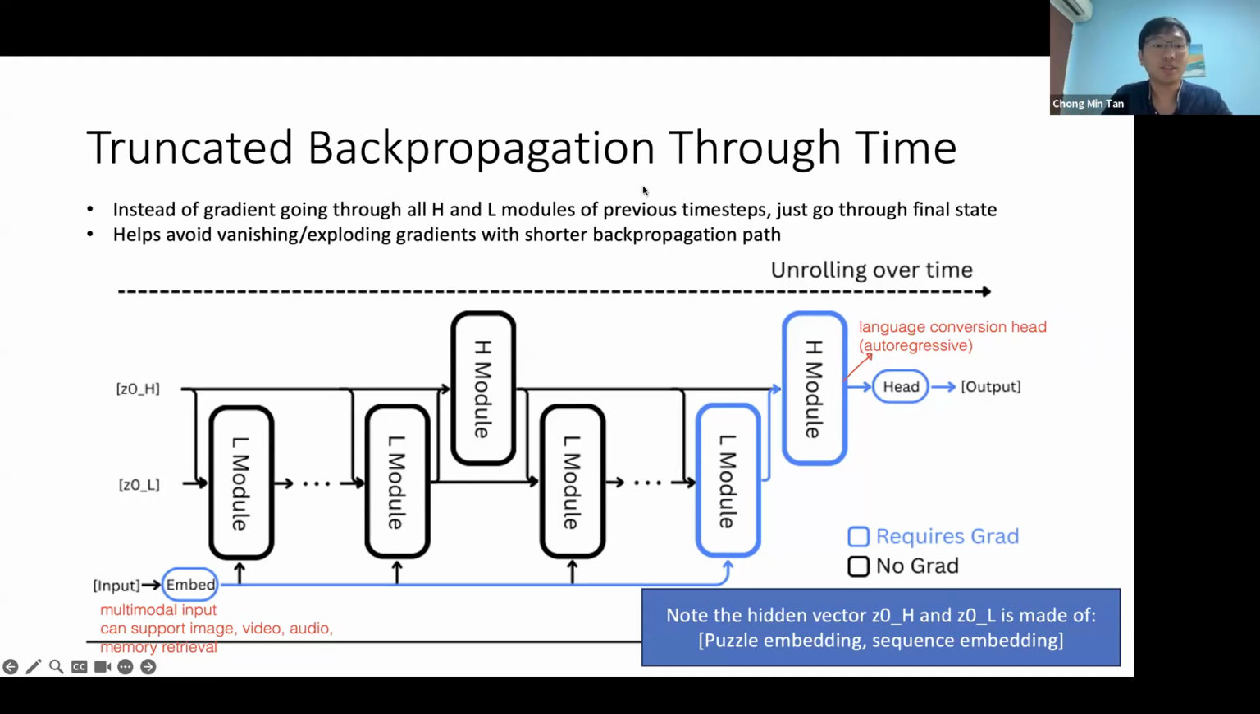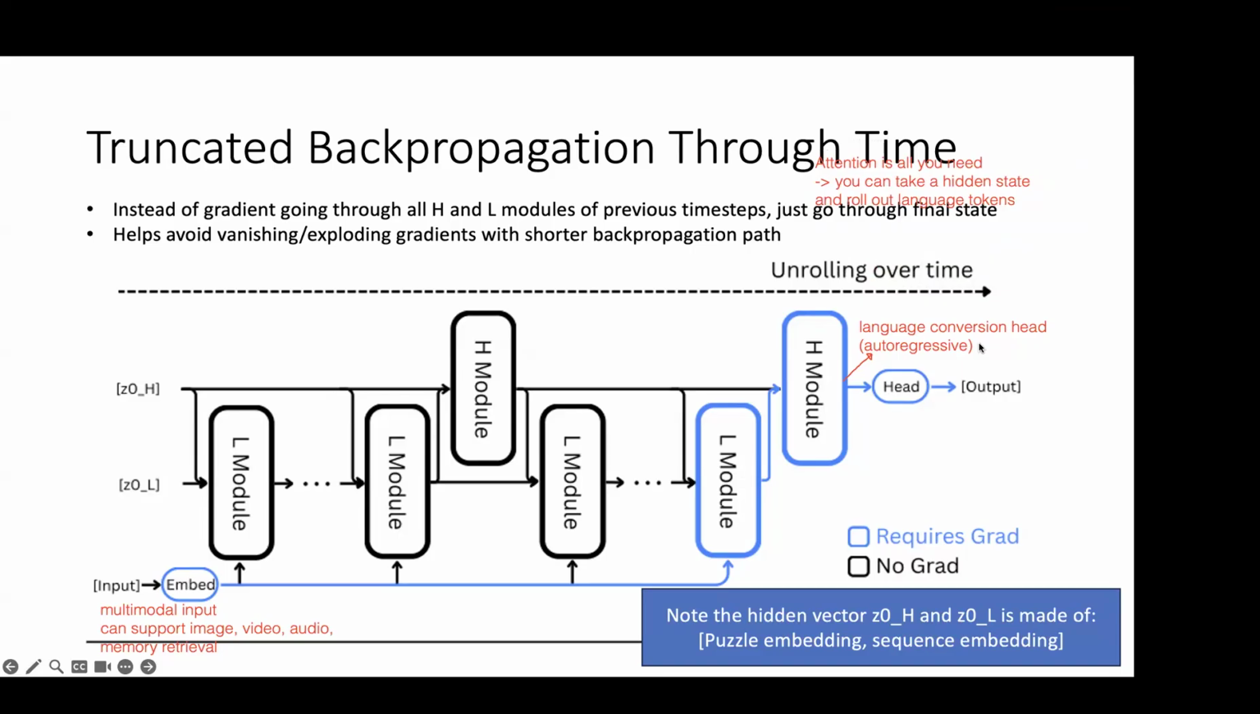So traditional RNNs, traditional transformers, the Attention Is All You Need paper, has already shown you that you can take a hidden state and roll out language. Yeah, in fact, RNNs have done this also. So it's not a difficult thing to do, to just take a snapshot of the latent space and roll out the language tokens. I think it's very possible. Does this sound good to you? I think it sounds good to me. Yeah, it sounds very good to me.